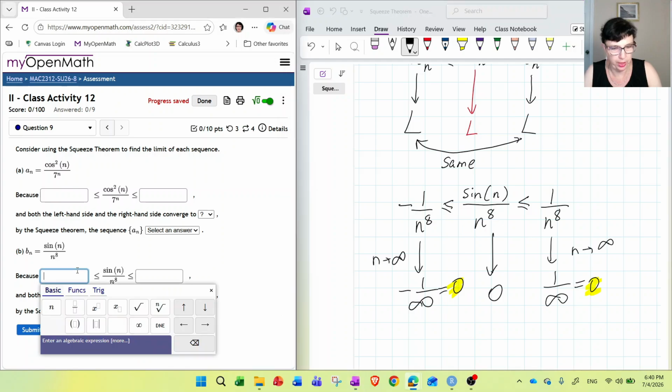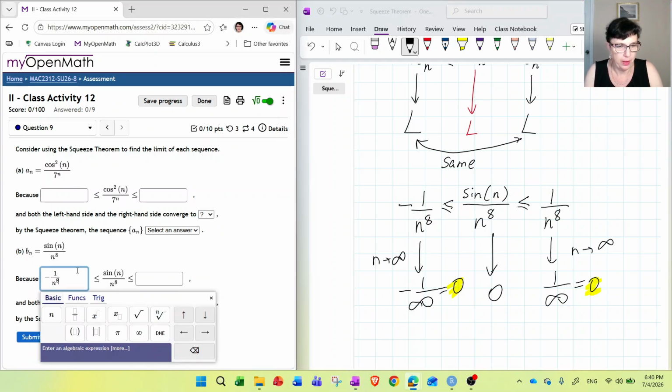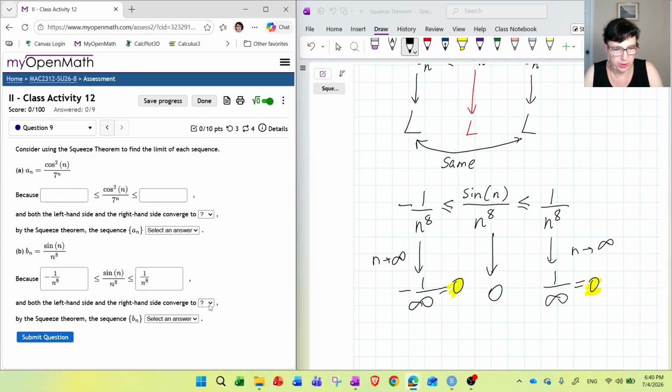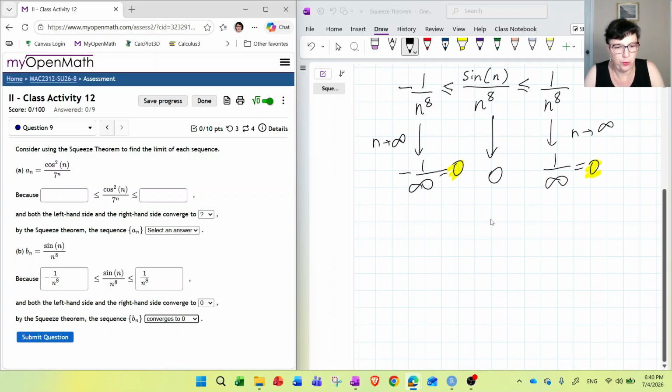Okay, so let's go ahead and fill this out. And then we have the exact same thing on the other side. So again, both the left-hand side and right-hand side converge to 0, which means by the squeeze theorem, the sequence has nowhere else to go, so it'll also go to 0. Okay, now let's look at one more example.